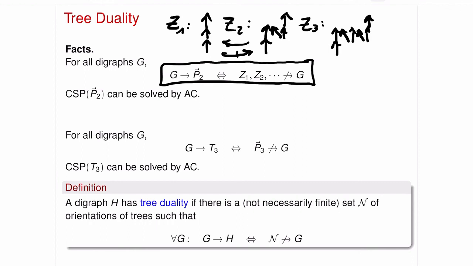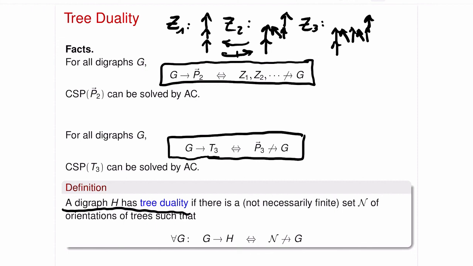And another duality comes from T3. Also the graph T3 has a duality. Here it's a simple one, a finite duality. A finite graph G homomorphically maps to T3 if and only if the path P3 does not homomorphically map to G.